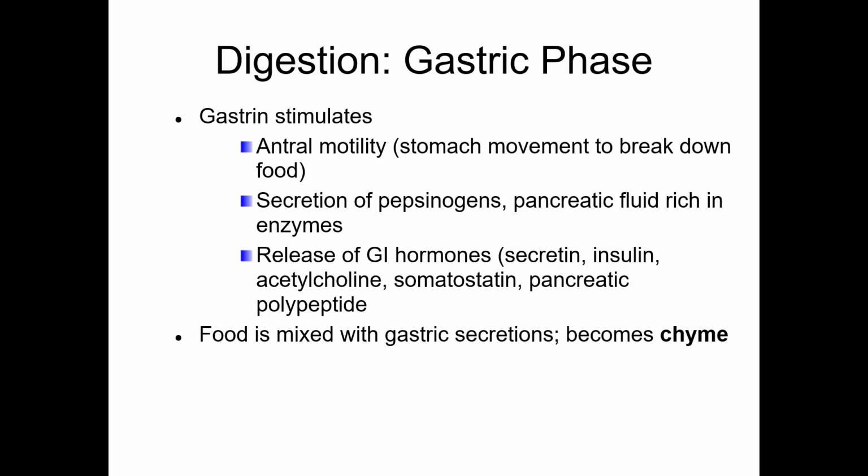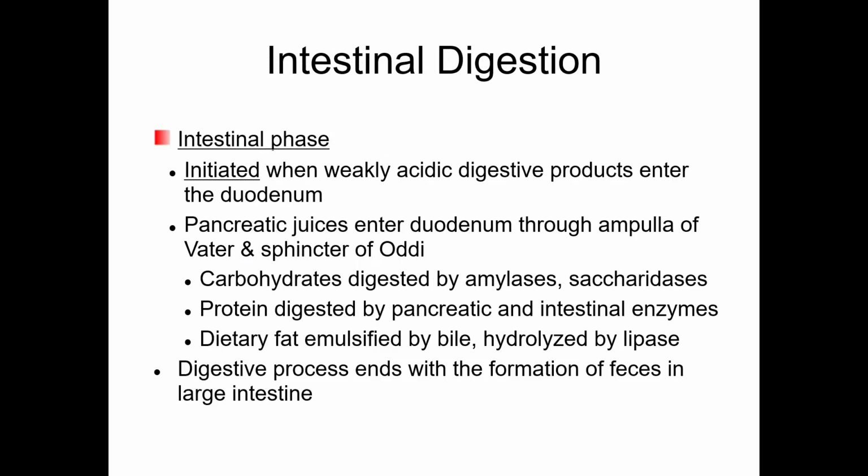Pepsinogens are going to break down different things that are ingested through the digestive tract. Release of GI hormones, secretin, insulin, acetylcholine, somatostatin, pancreatic polypeptide. Food is then mixed with gastric secretions and becomes chyme. Chyme from the stomach is going to leave the stomach and enter into the intestine.